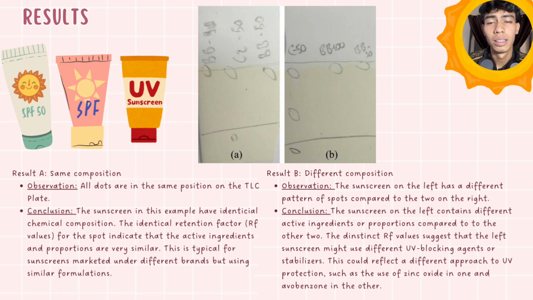Why does this matter? Different active ingredients provide different approaches to sun protection. Zinc oxide offers broad spectrum protection and is known for being stable and gentle on sensitive skin, while avobenzone is excellent for UVA protection but requires stabilizers like octocrylene to prevent degradation in sunlight. Additionally, different formulations may affect factors such as water resistance, spreadability, skin feel, and cosmetic appeal.